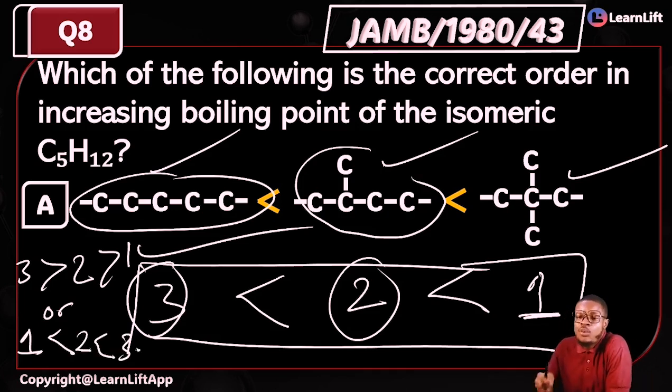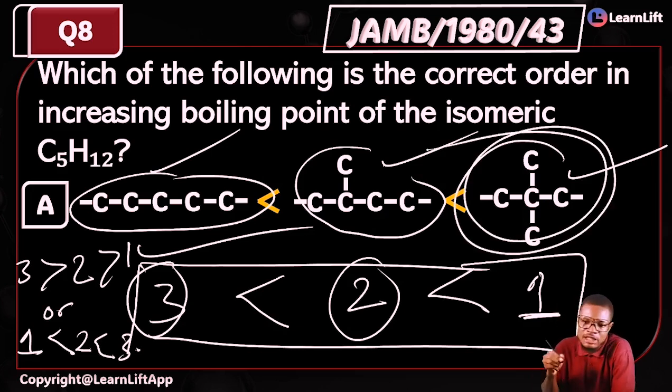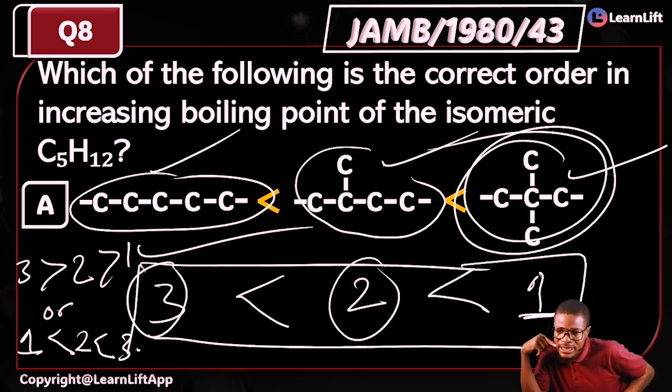In other words, the one that we have the least boiling point should come first. Which one has the least boiling point? It is this guy here that has the least boiling point. So can we go together? Can option A be the answer? No, option A cannot be the answer, because the highest branch has the least boiling point. It should come first, because we are following less than symbol.